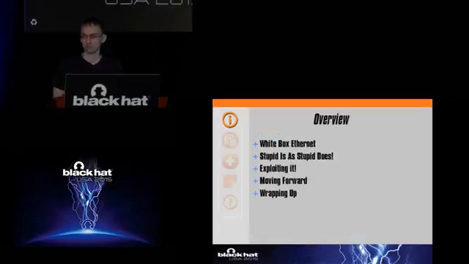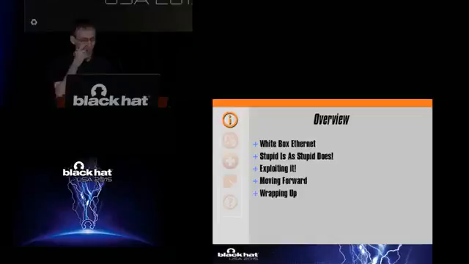An overview of today's talk: white box Ethernet. What is it? It's very new to people, so we'll talk about that just a bit. After that is stupid is as stupid does. Exploiting it is next. I'll point out a number of weaknesses. We'll take advantage of those weaknesses and see what we can do with them moving forward. How do we address those weaknesses? We'll deal with remediation. We'll deal with mitigation, damage control, right? And then wrap up with some thoughts on where this is all taking us and why we find ourselves in this kind of position again.